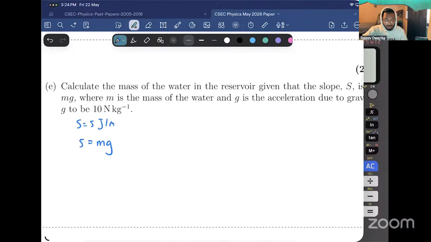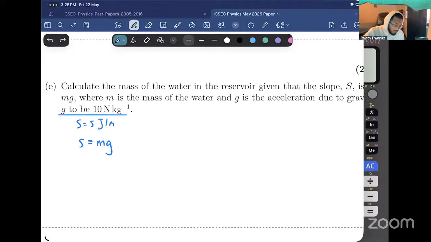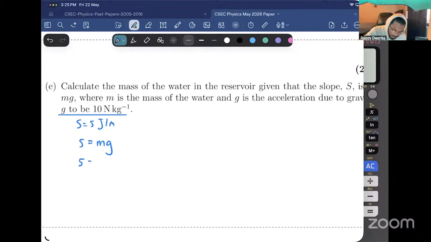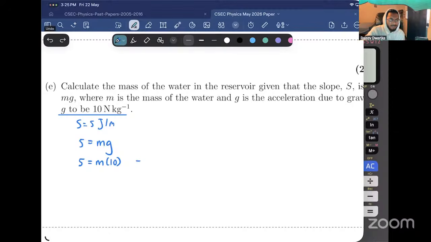No problem. So they want me to find the mass of the water. They want us to find m here. Did they give us g? Yes, they gave us g. So what's the only unknown in this equation? m. So you have 5 is equal to m times 10. To make m the subject of the formula, you divide both sides by 10.